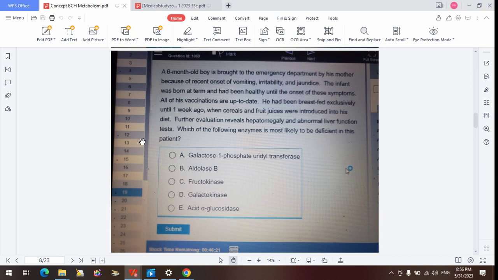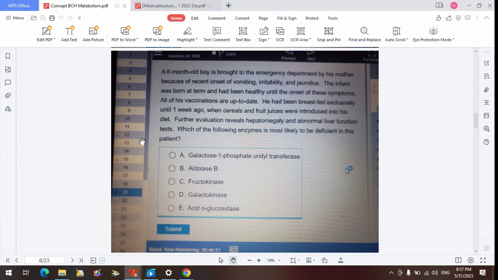All right. So the baby was fine until they introduced cereals and fruit juice. So that has to do with fructose metabolism. B is the hereditary fructose intolerance. C is fructokinase, that's for essential fructosuria. D is galactokinase. I think the answer is D.